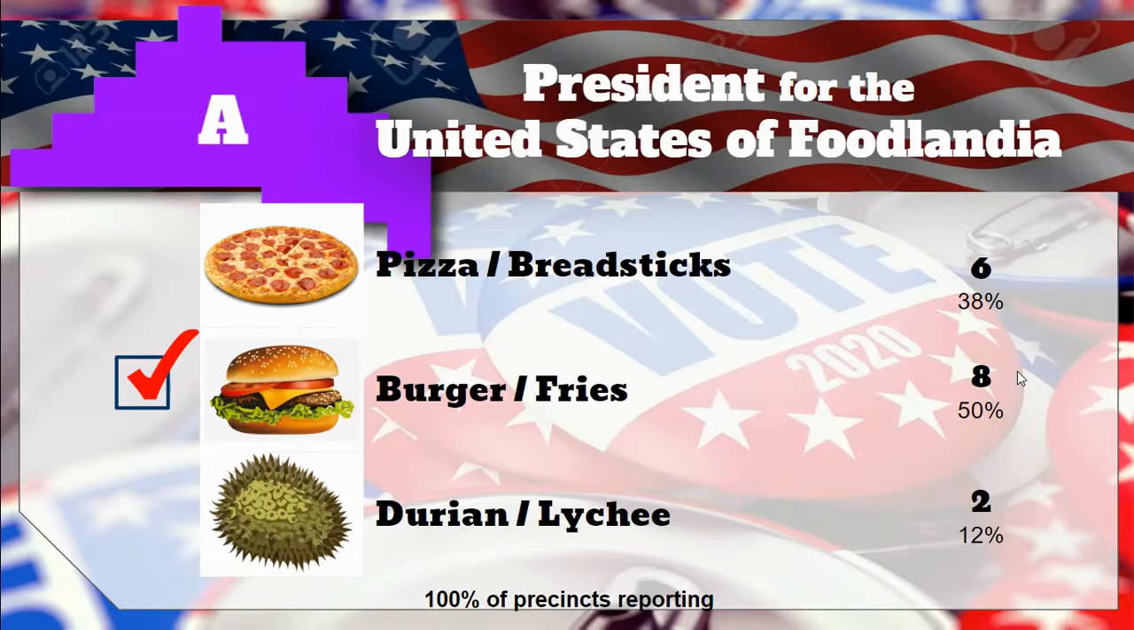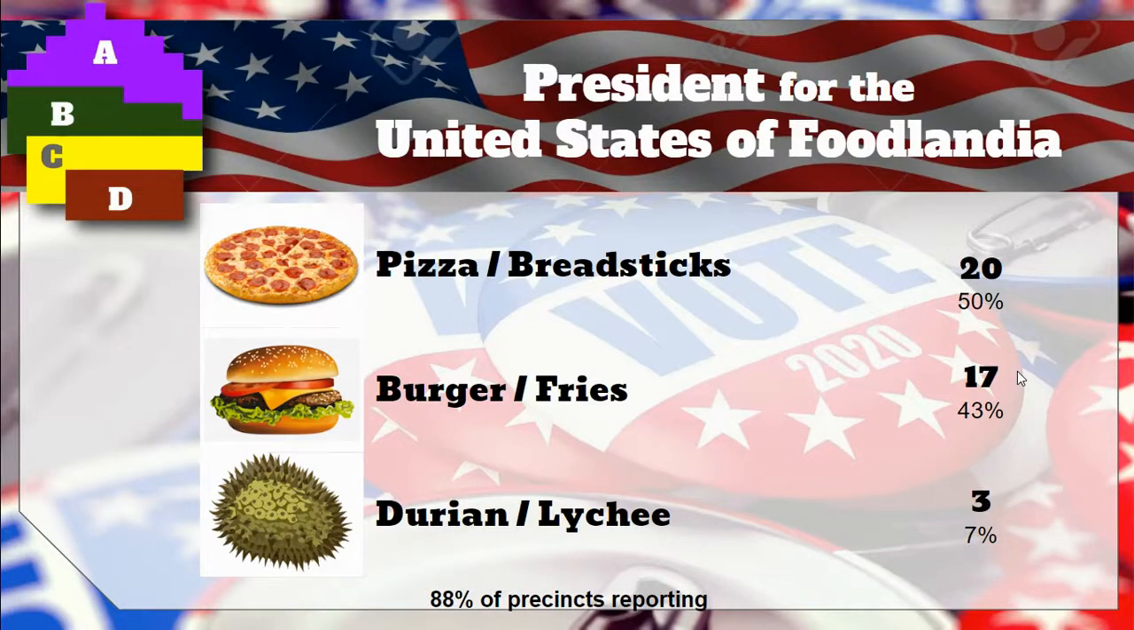Wow, what a development. So, as far as the national popular vote goes, look at the gap closing here. Pizza Breadsticks still has a lead, but only by 3 over Burger Fries. Burger Fries picked up some much needed votes, and Durian Lychee really making a little bit of a statement here. Those 3 votes could have kept this as a tie. So we have 88% of precincts reporting. This is getting big, folks.